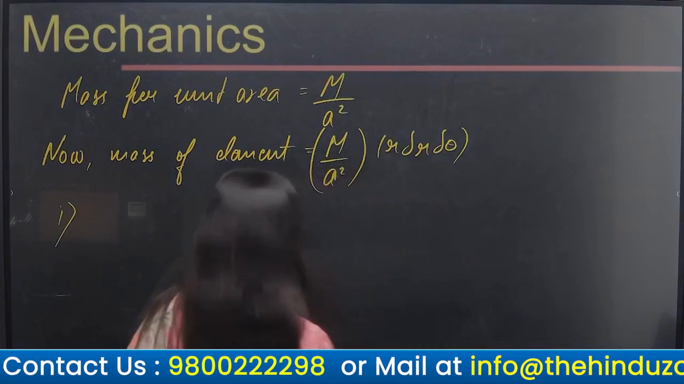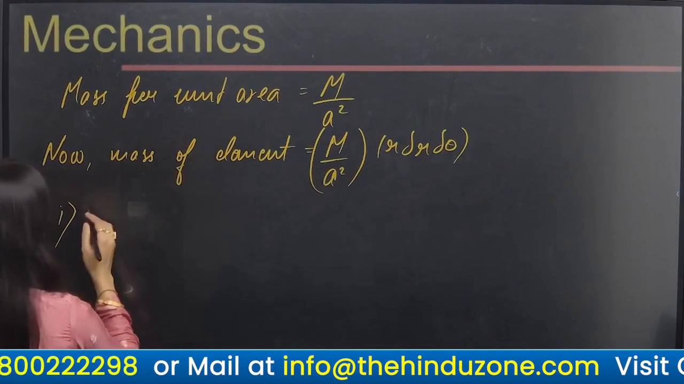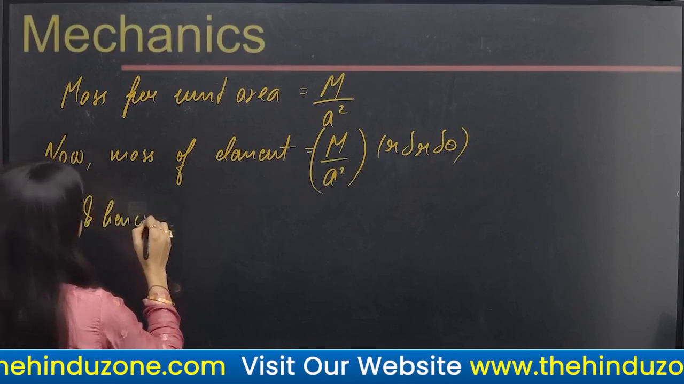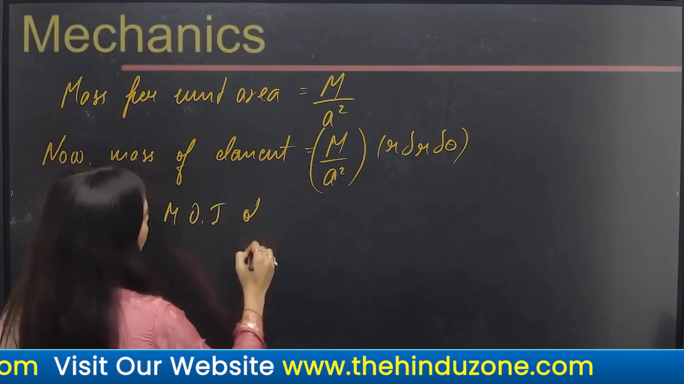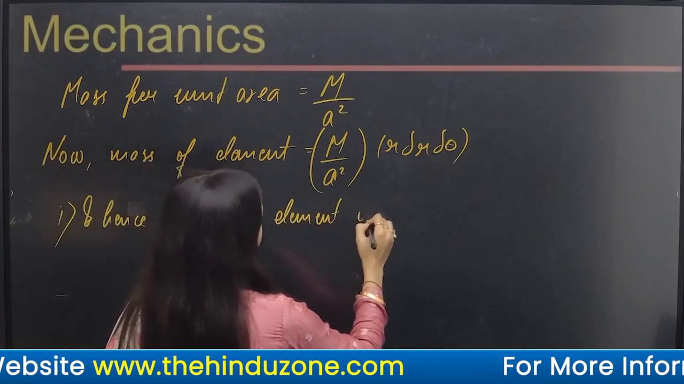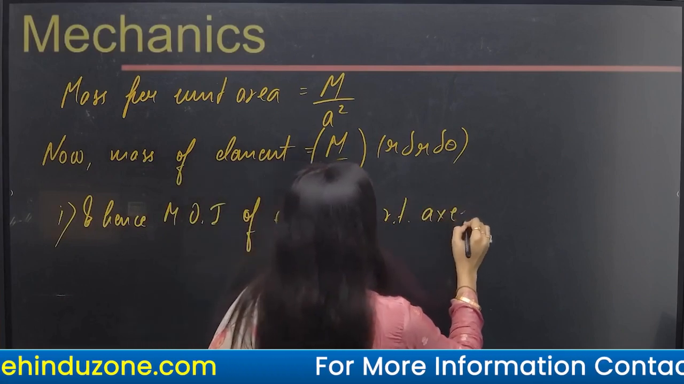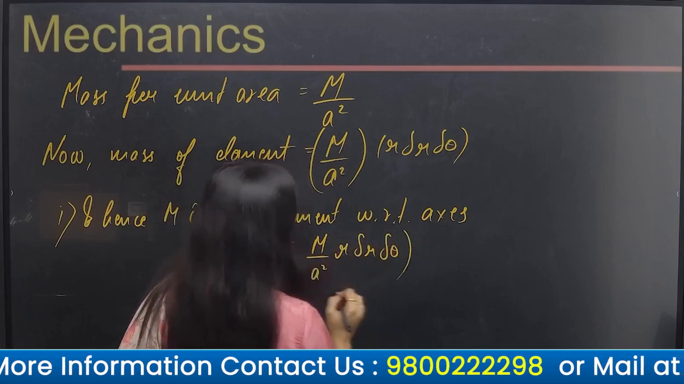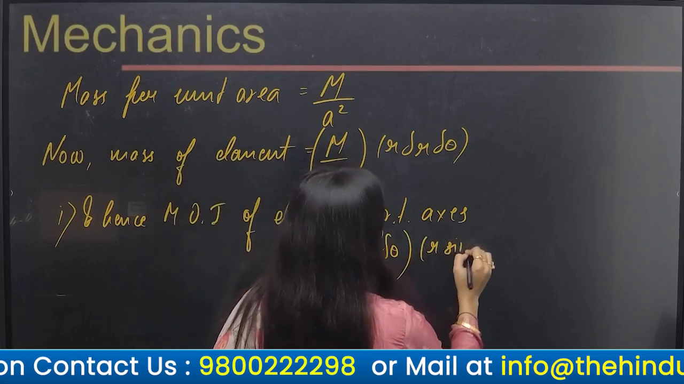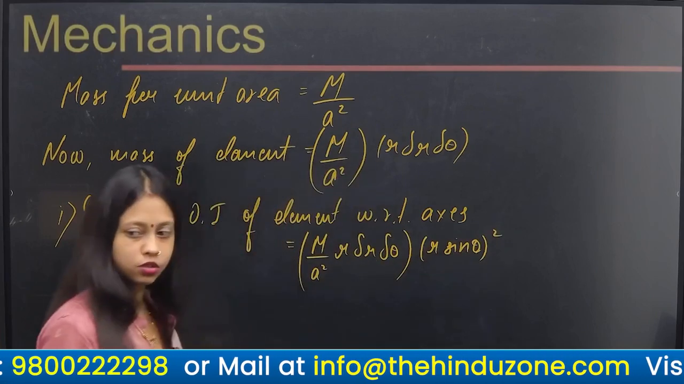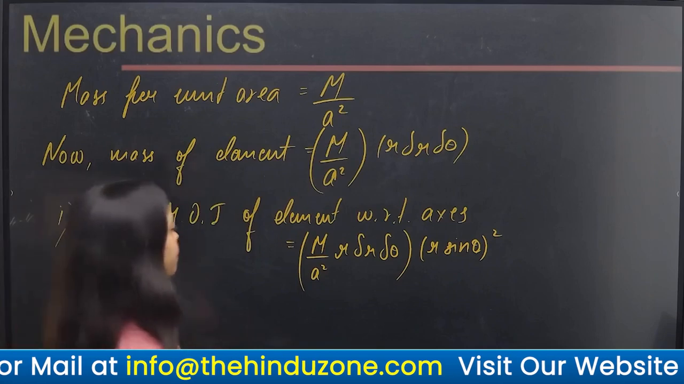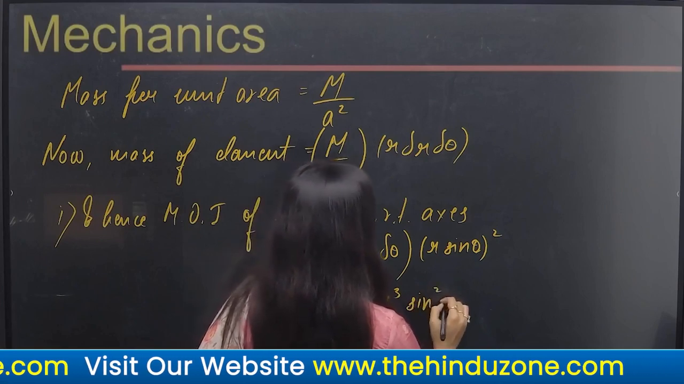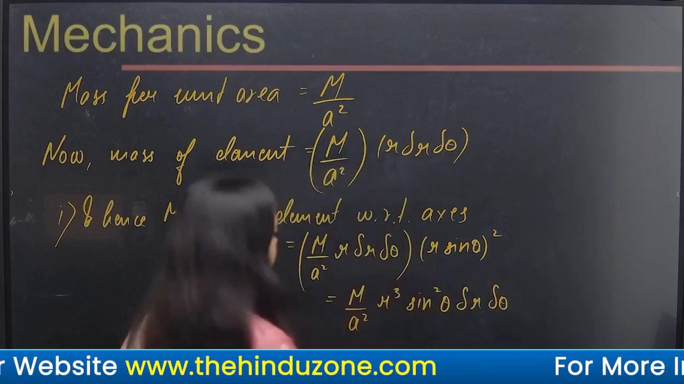Hence, the moment of inertia of the element with respect to the axis is m by a squared, r del r del theta, times r sine theta whole square. This is the distance whole square. So it is m by a squared, r cube sine square theta del r del theta.